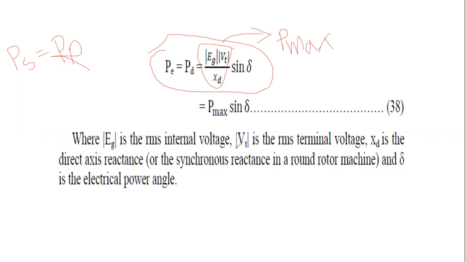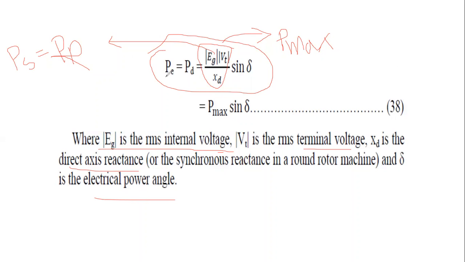Here Eg is the RMS internal voltage, Vt is the terminal voltage, Xd is the direct axis reactance or synchronous reactance in the round rotor machine, and delta is the electrical power angle. Understand? These are the various terms for calculating Ps and Pr.